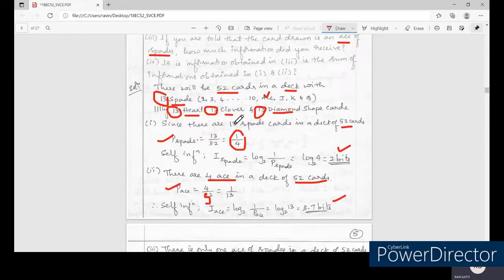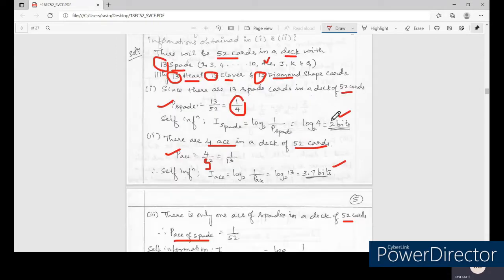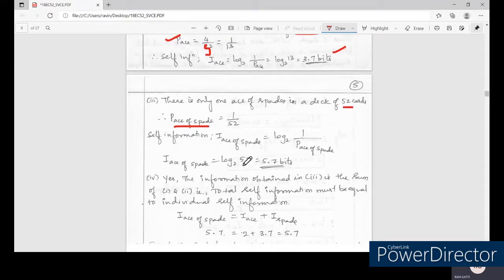Now, the fourth one, read. Is the information obtained in the third case the sum of the information obtained in the first and second case? We need to check it out. So what we do is add the first statement value and the second statement value, and we need to compare whether it is equal to the third statement value. We need to compare it.